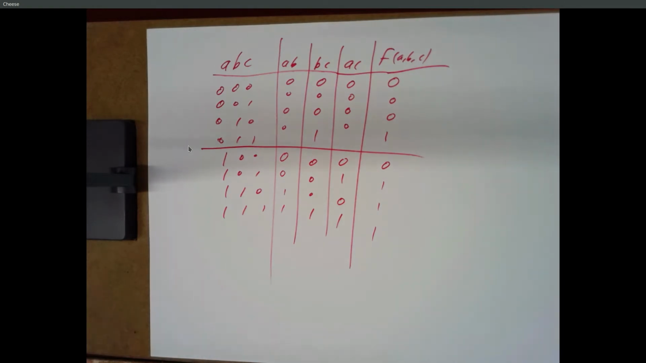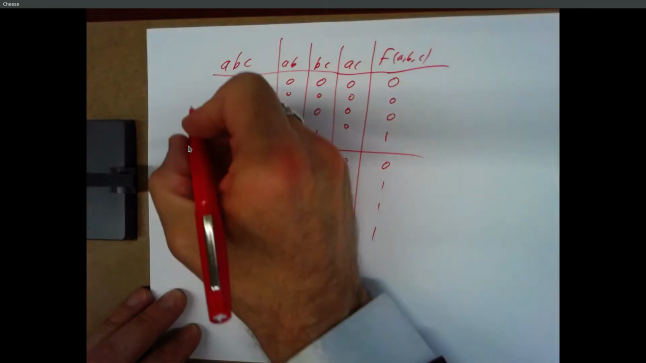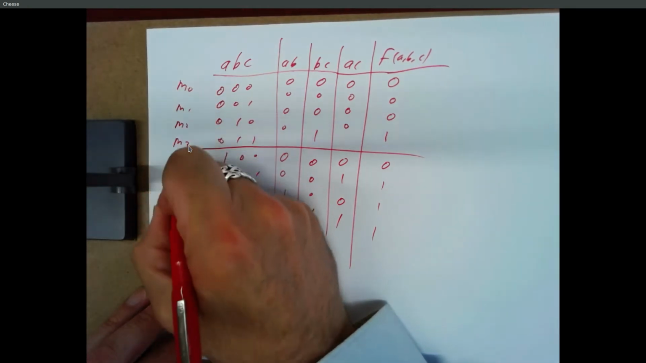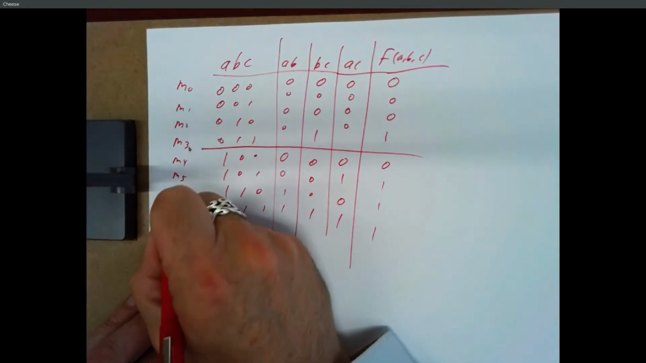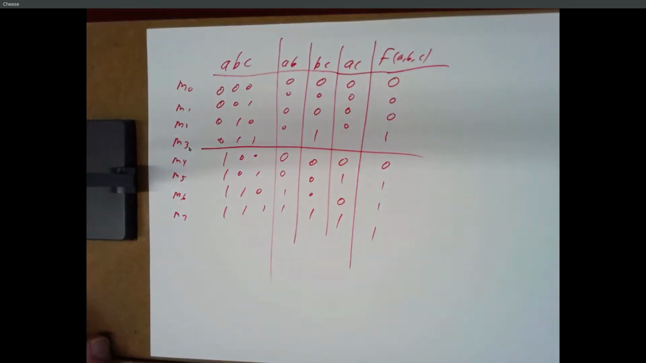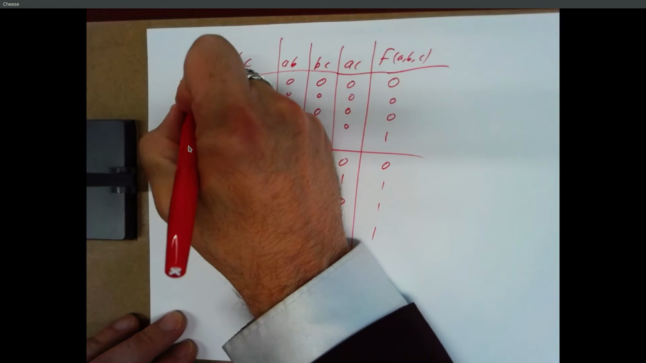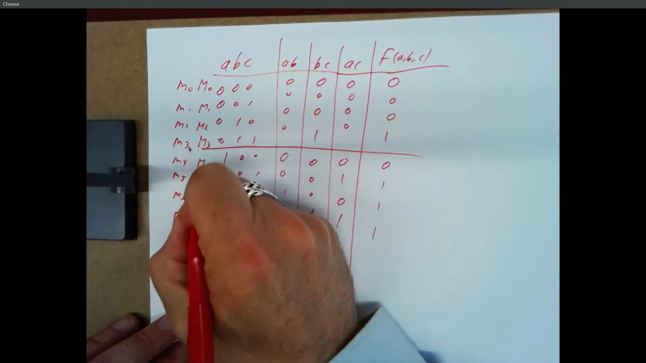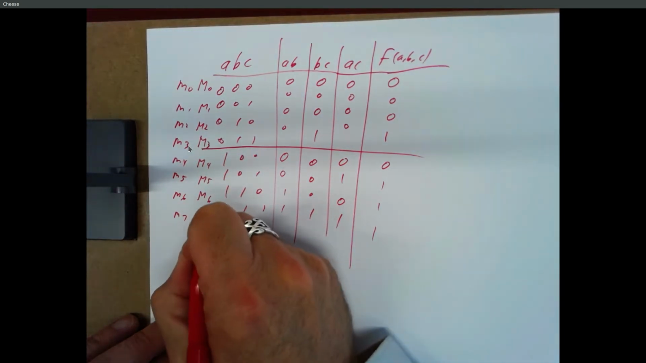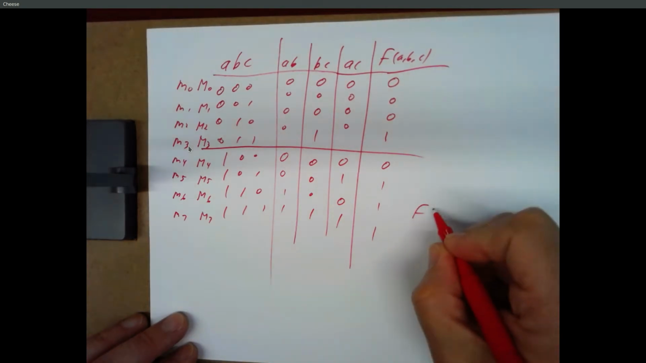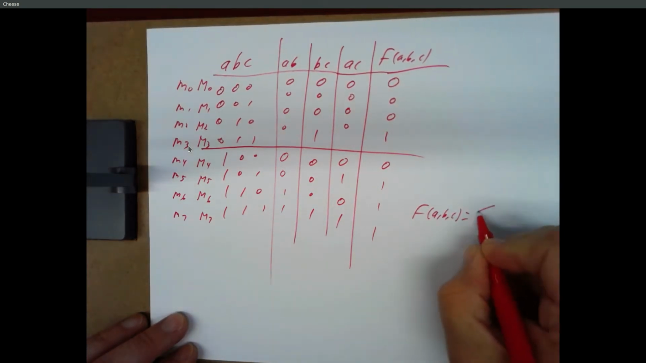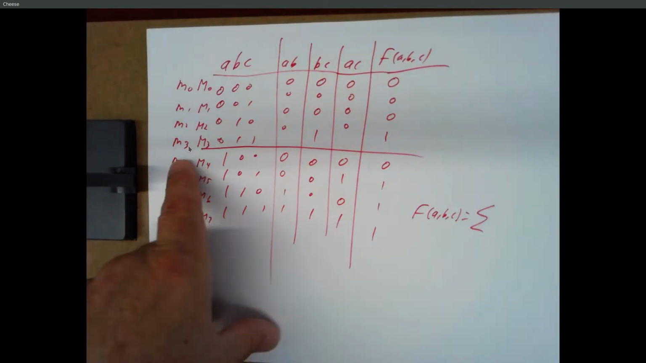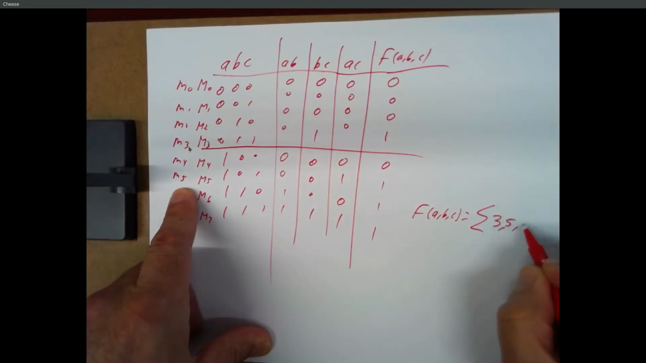And if you want to write this in compact form, min terms go like this. Okay, and those are also the ordering for the max terms. So we can write f of a, b, c. It's a sum of products, so we sum up the min terms where f is equal to 1. So it's min terms 3, 5, 6, and 7.